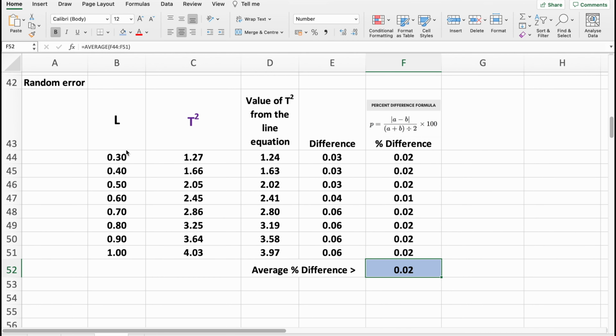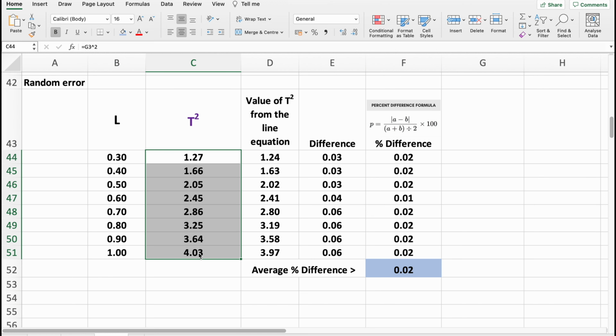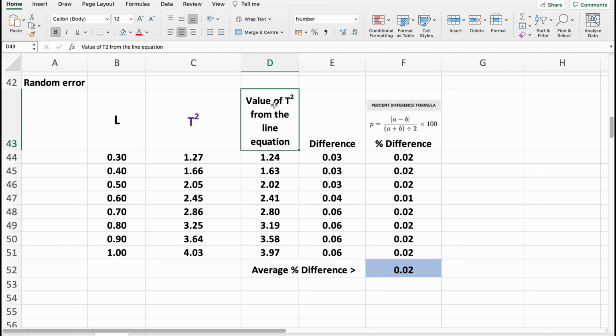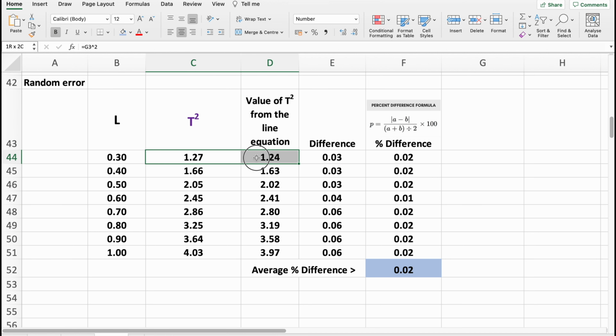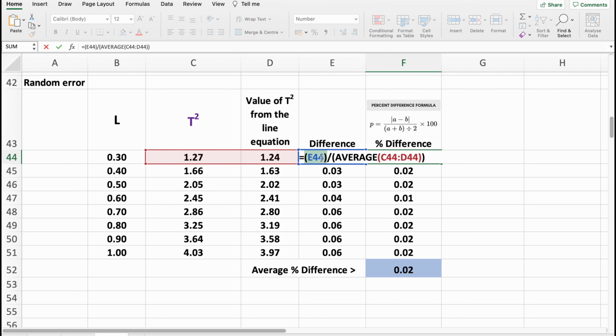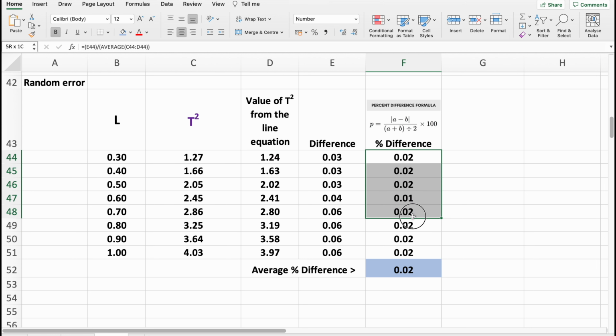We have length values here along with the T squared values obtained from the experiment, and these are the values of T squared obtained from the line equation that we have, and these are the values of difference between the experimental value and the values from the line equation. I simply subtracted the cell values C44 and D44 and applied the same formula for the rest of the cells. Next, I wanted the percentage difference, which is the difference divided by the average of these two values. The equation is E44 divided by the average of C44 to D44, right? That gives me the percentage difference in the values.